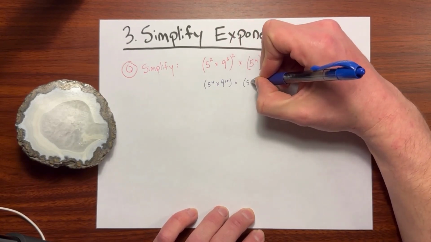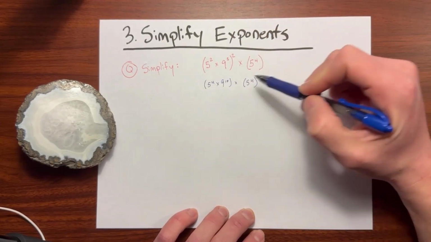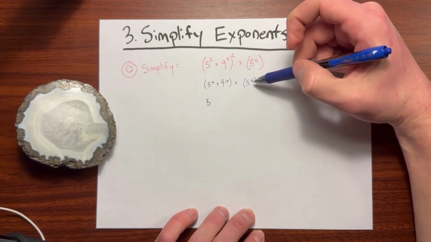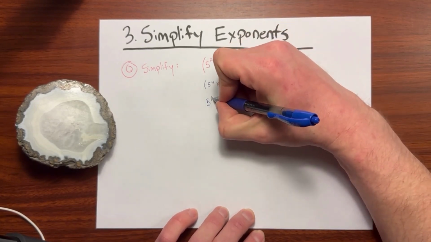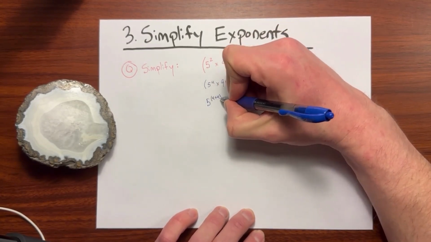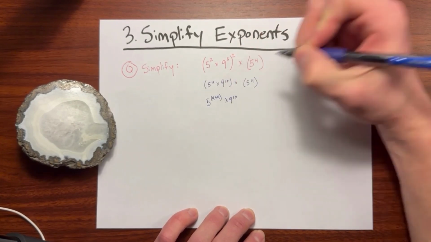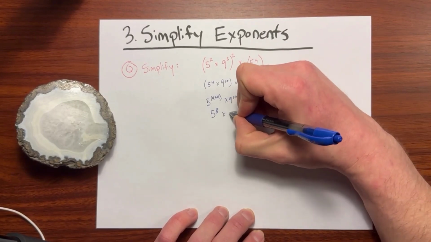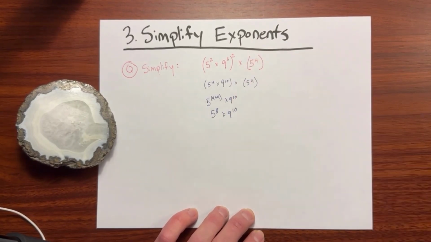And we'll go ahead and just move this down. And then these parentheses can be dropped. So we can combine these two because they have the same leading number of 5. So it would be 5 to the 4 plus 4, then still 9 to the 10th. So that would be 5 to the power of 8 times 9 to the power of 10.